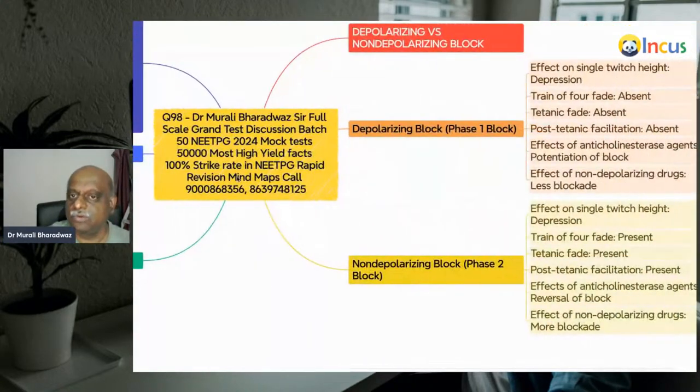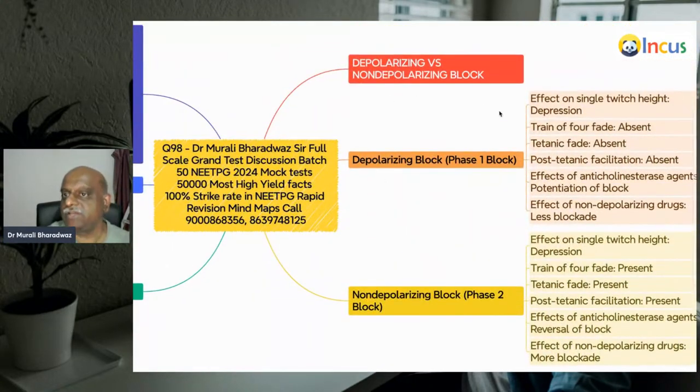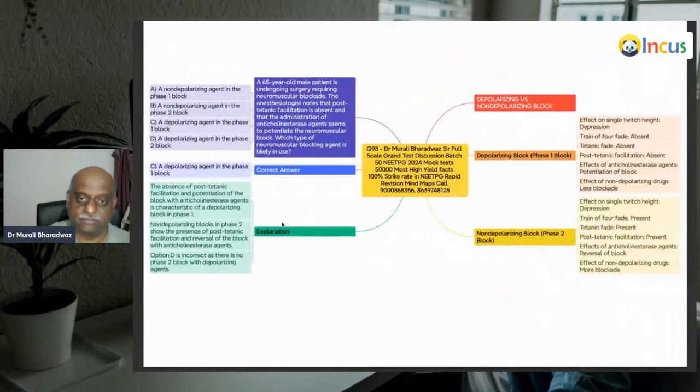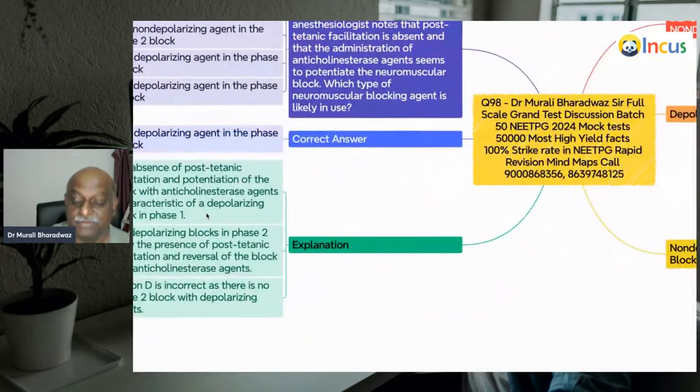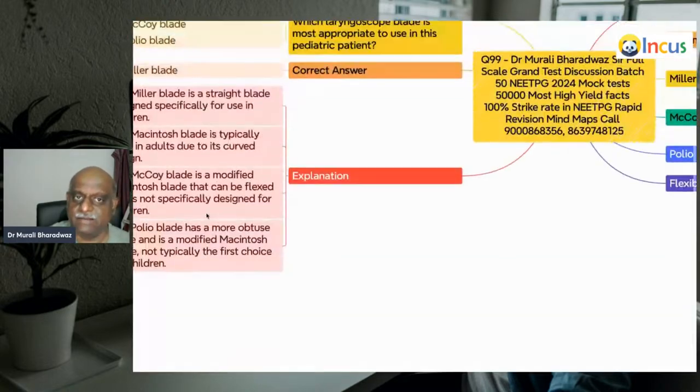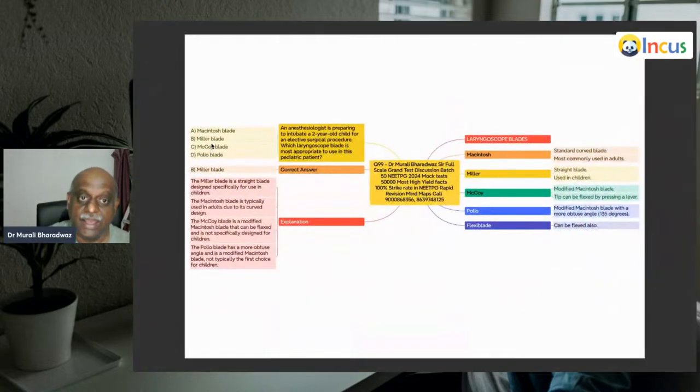So you must know depolarizing versus non-depolarizing block. Please review this, doctor. One of the favorite questions of examiners. I leave the literature for you.